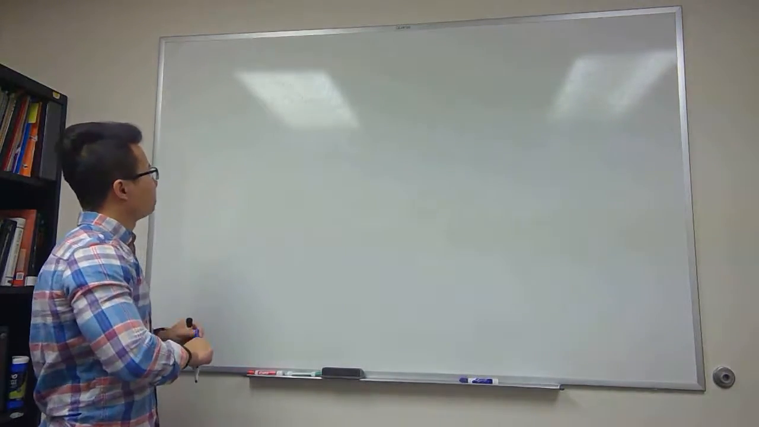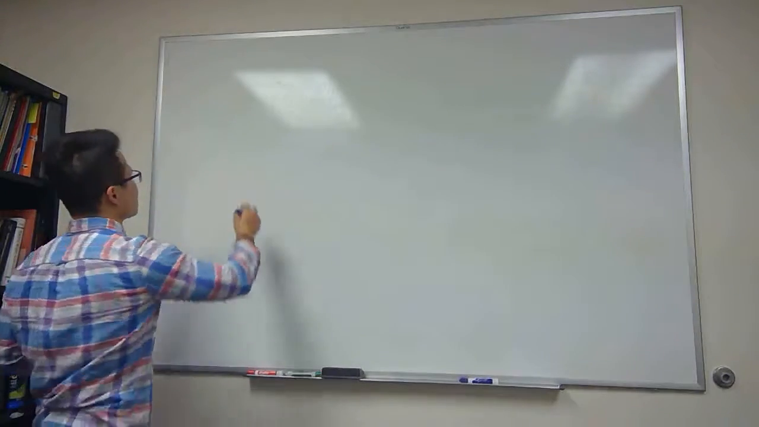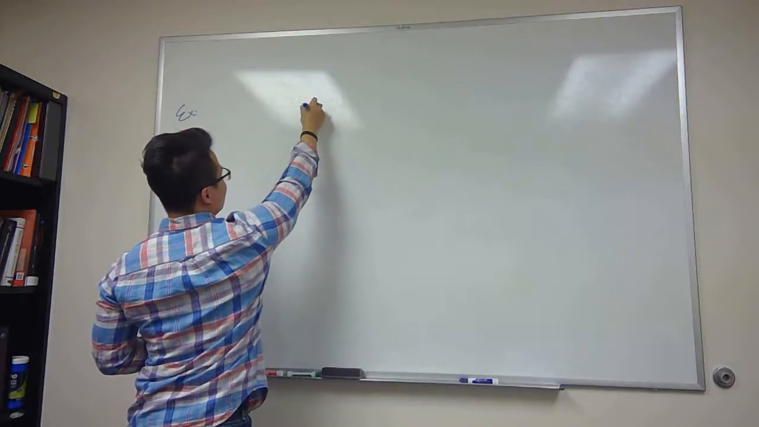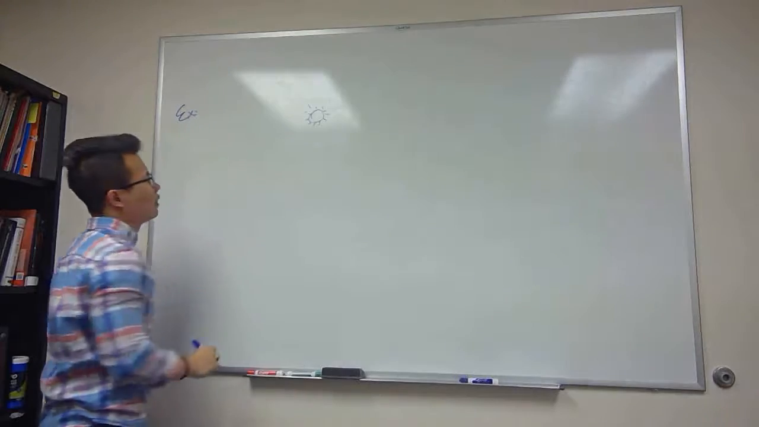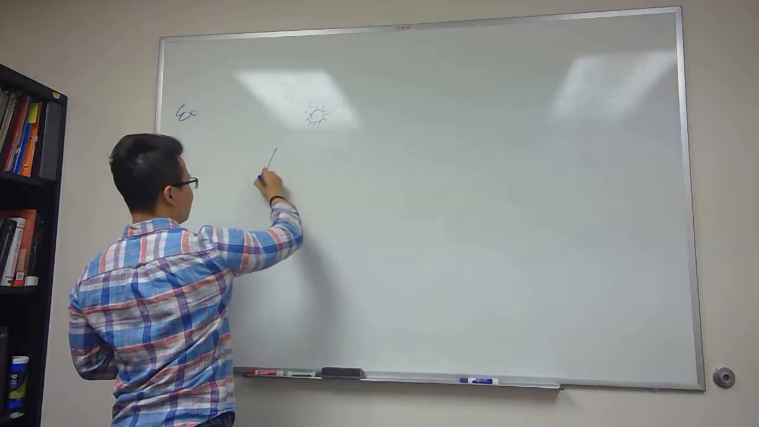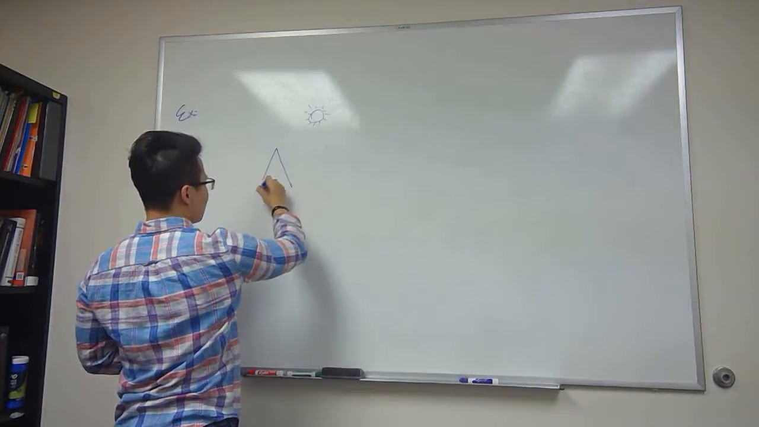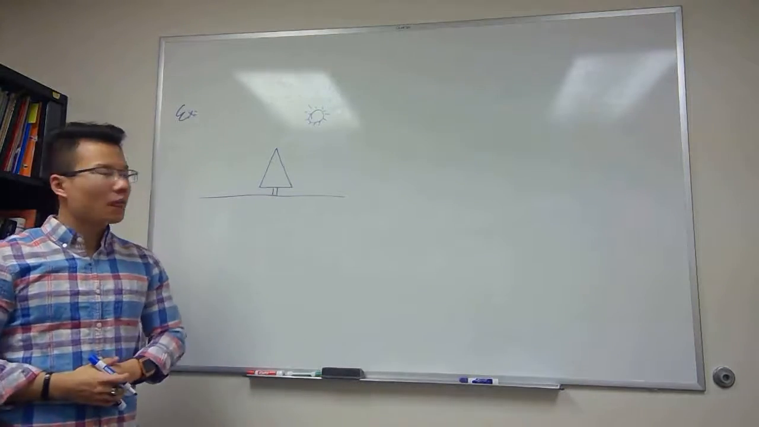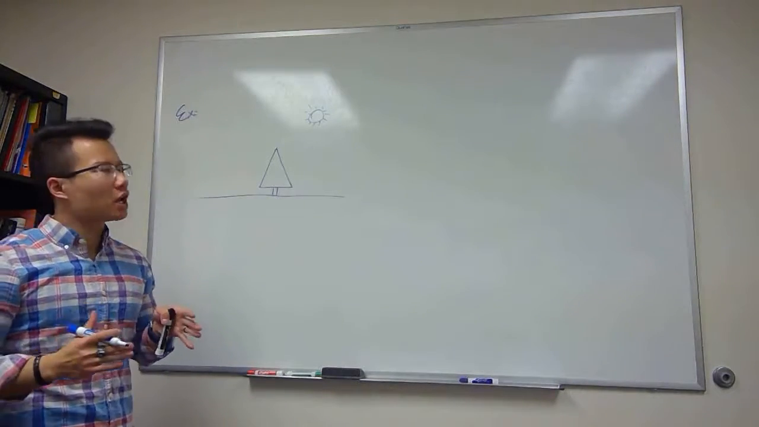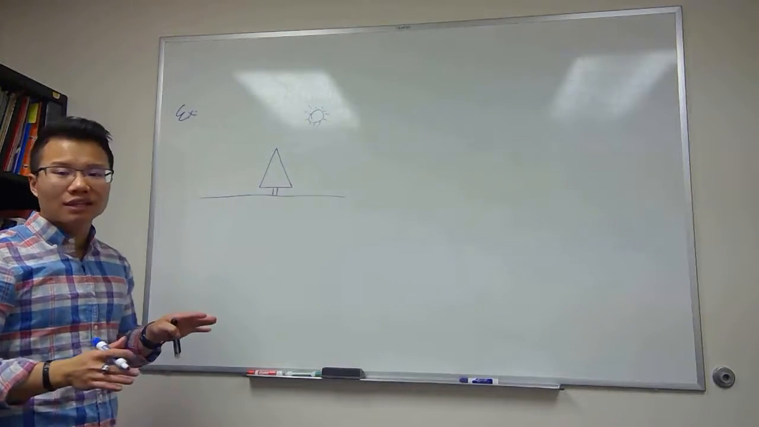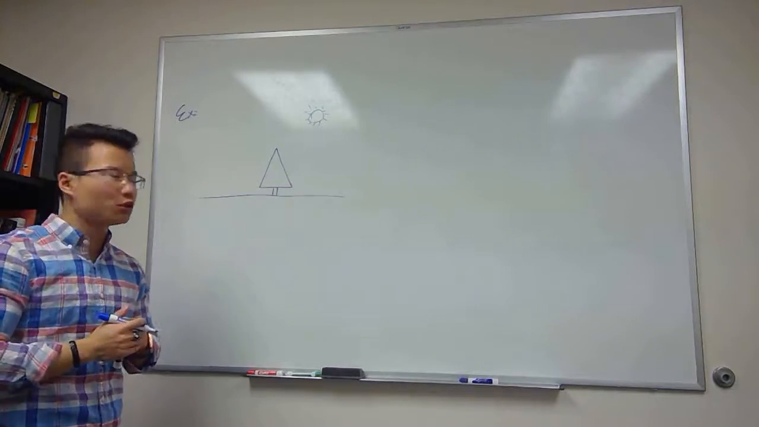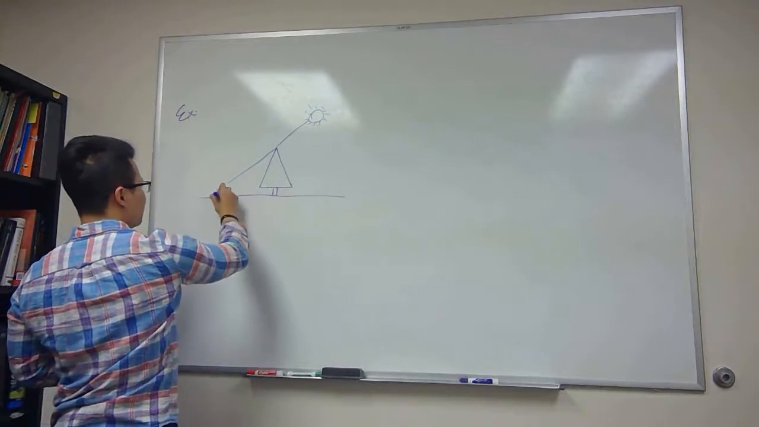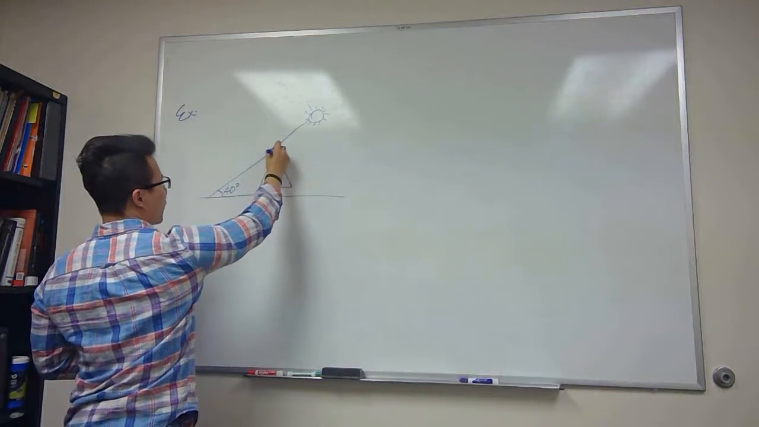So this is an example. I have a very nice sun in here, and there is a tree nicely landed on the ground right here. At some point in the day, the sun has a 40-degree angle to the ground. So I have a 40-degree angle to the ground in here.